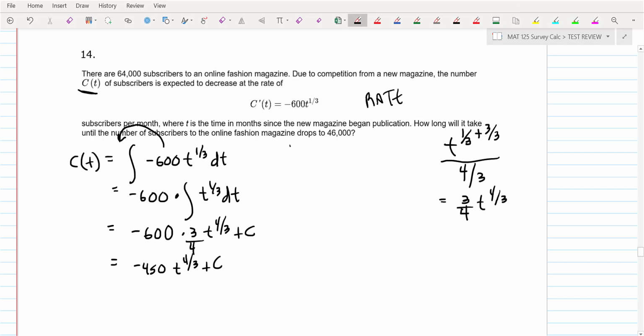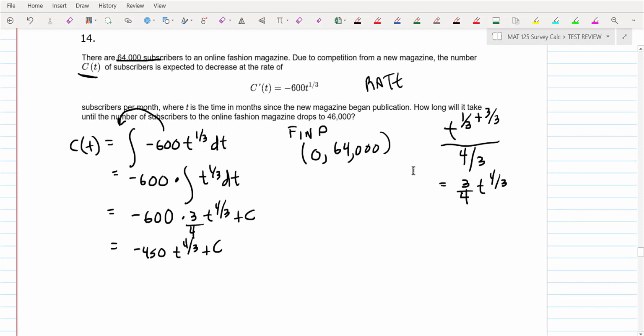Now we have to find c, though. It says there's 64,000 subscribers at the beginning of time. So that means you have a point (0, 64,000). You use that to find c. Now c you can actually do in your head on this problem. I'm going to show you what you would do. Basically, you would replace the C of t with 64,000. That's the number of subscribers at the beginning of time. Well, the beginning of time is 0. So you have that equation.